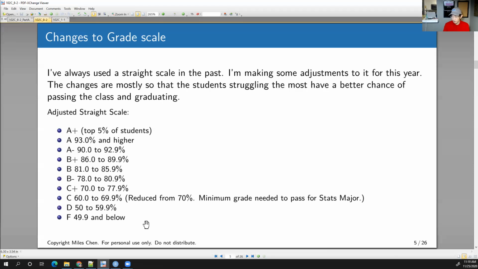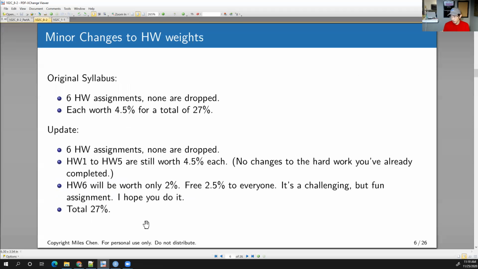that's okay. I'm also making a small change to the weights of the homework. Okay, so in the original syllabus, I said there's 6 homework assignments, none are dropped, and each assignment is going to be worth 4.5 percentage points for a total of 27%. Okay. And so this is just a very small change.